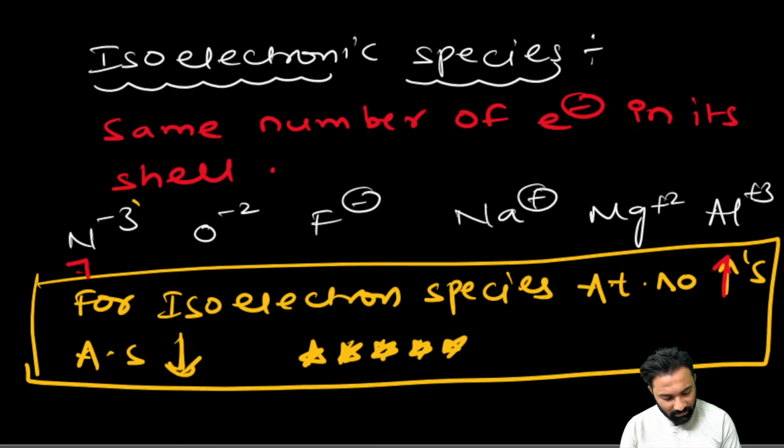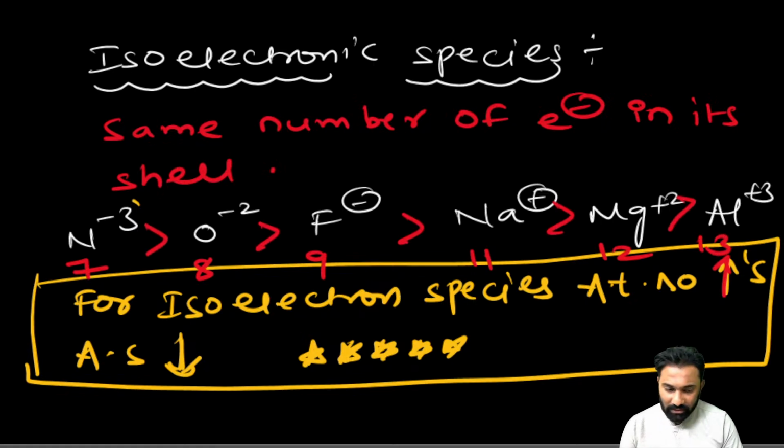That's it. This atomic number is 7, this 8, this 9, this 11, this 12, this 13. So the size order will be in this manner. We can expect, or we can solve this question, in this manner also.